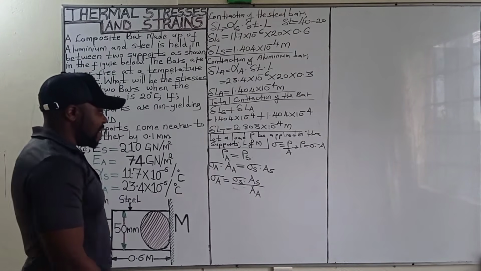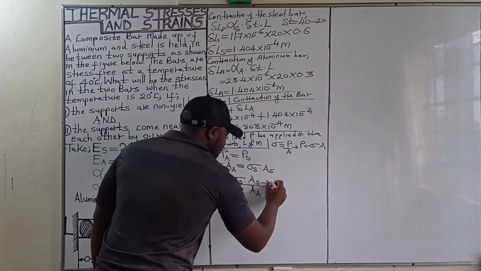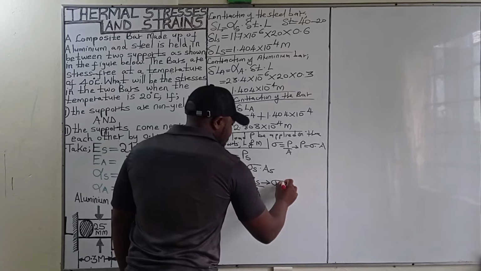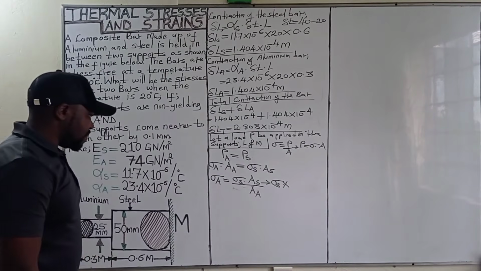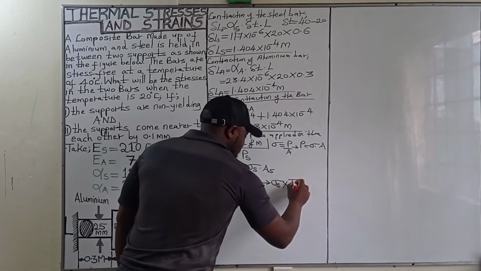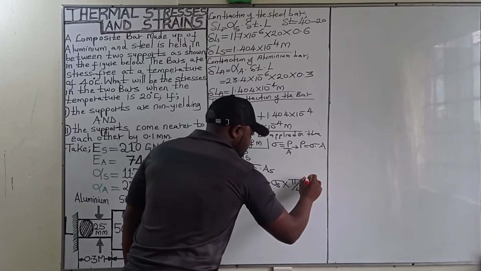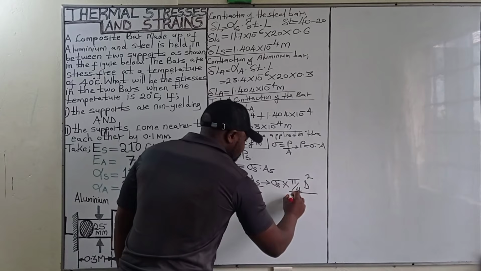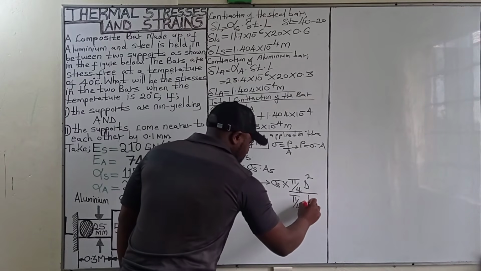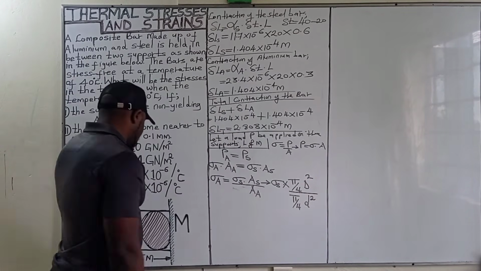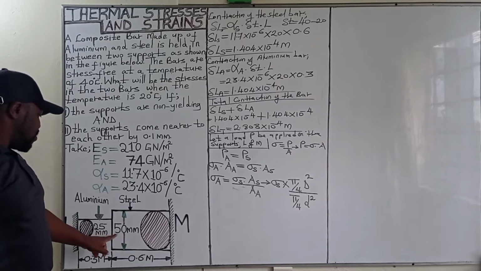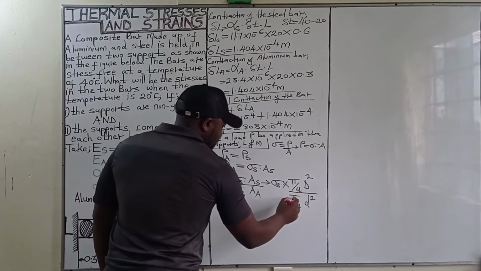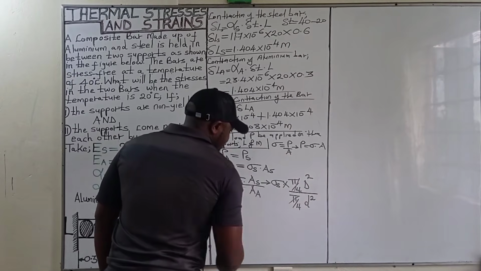The area of aluminium. And this is going to be stress in steel times cross-sectional area of steel, which is going to be pi over 4 D squared, whereas that of aluminium will also be pi over 4 d squared. Steel has the largest diameter, so we are using capital D, aluminium small d. Pi over 4 will cancel out with pi over 4.